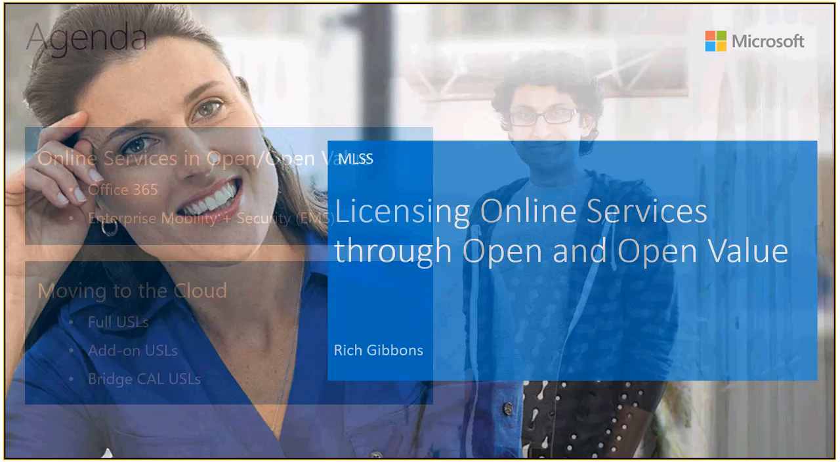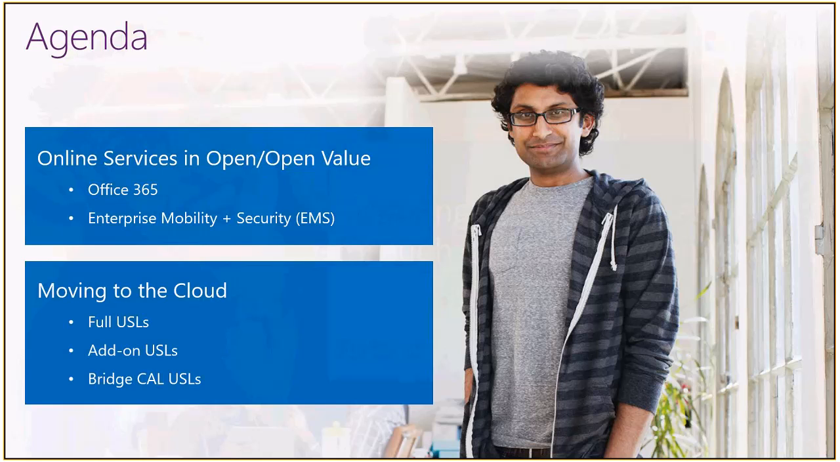And what we mean by that, we're going to be looking at the products, so primarily Office 365, but also enterprise mobility and security, or EMS, because where there's an Office 365 opportunity, there's typically an EMS opportunity too. And then we're going to look at moving to the cloud. You've spoken to the customer, they're happy with Office 365. How do you get them to the cloud? And there are three options there: full USLs, add-ons, and bridge CALs.